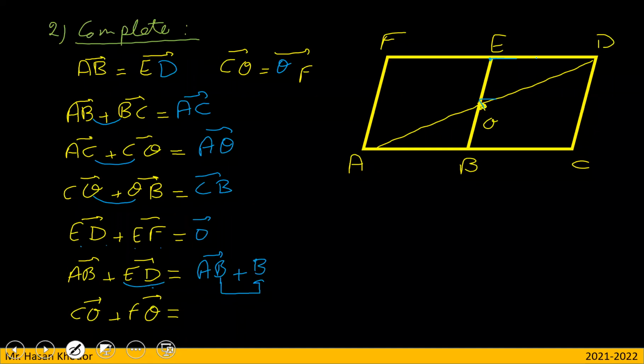Let's look at the figure. ED can be replaced by a vector starting from B, which is vector BC. So here we get BC. Now we can add them. BB is the same, so we get AC, the answer.